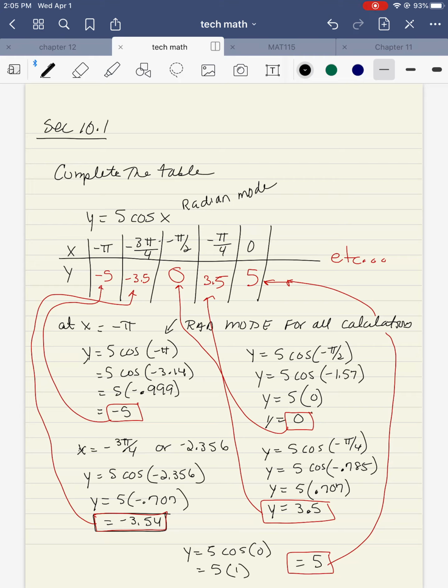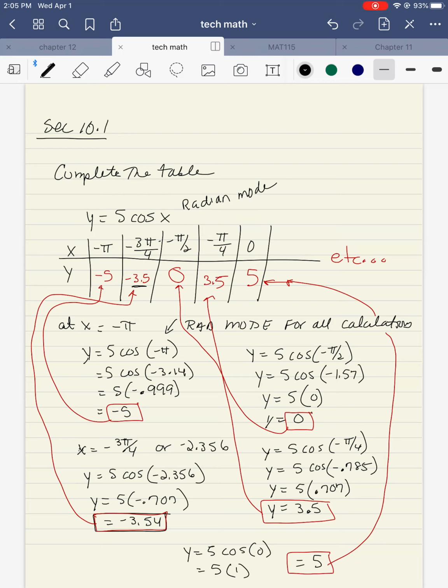The next one, x equals minus 3 pi over 4. Minus 3 pi over 4 is 3 times pi divided by 4, so that's approximately minus 2.356. So y equals 5 cosine minus 2.356. The cosine of minus 2.356 is minus 0.707, times 5 is a minus 3.54, and I put minus 3.5 in the chart.